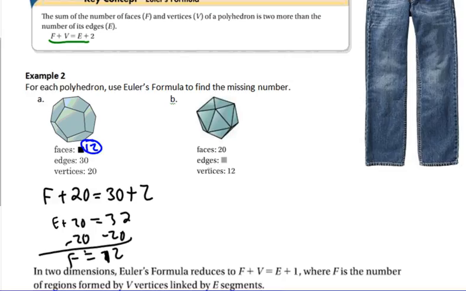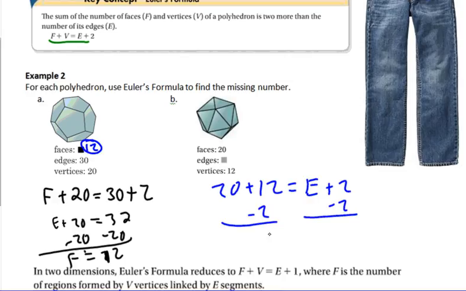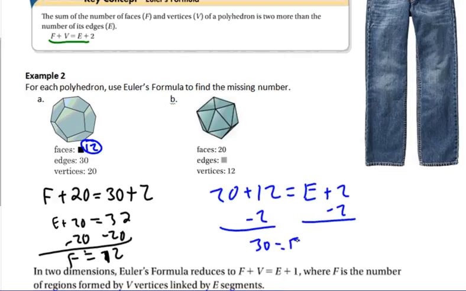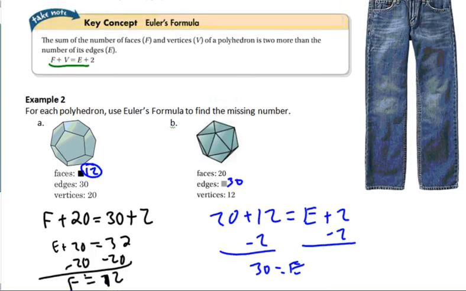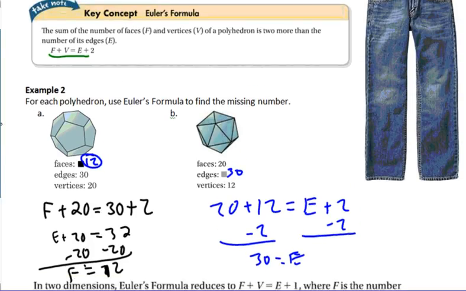Again, I'm just looking for edges this time. 20 plus 12, so faces plus vertices, equals number of edges plus 2. So just subtract 2 from both sides. This is 32 minus 2. We have 30. All right, so that is Euler's formula.